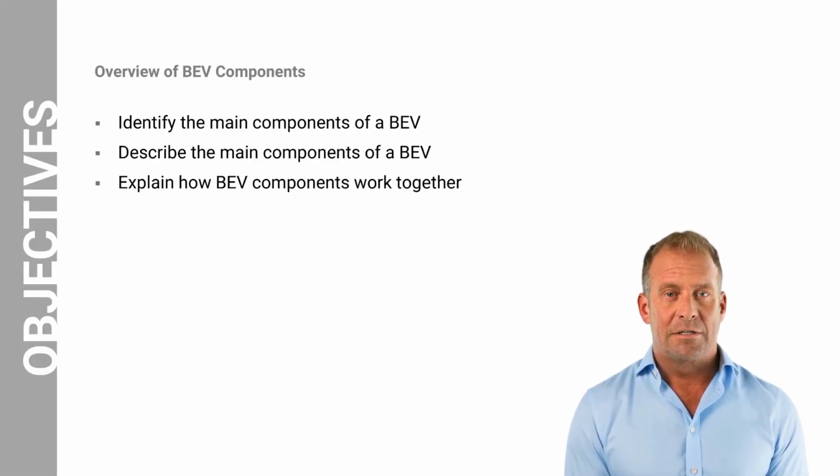By the end of this lesson, you will be able to identify and name the main components that comprise a BEV. After we discuss the BEV components and provide their purpose and functionality, you will be able to describe each component. You will also be able to understand the overall functioning of a BEV and explain how the components work together, interact, and collaborate with one another.